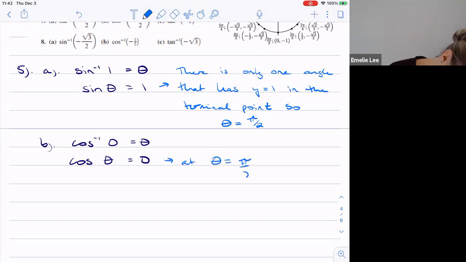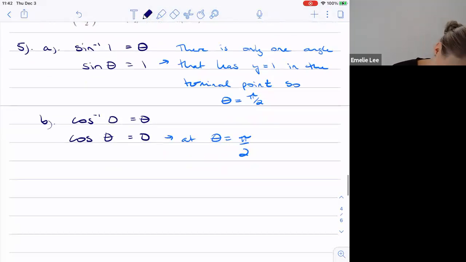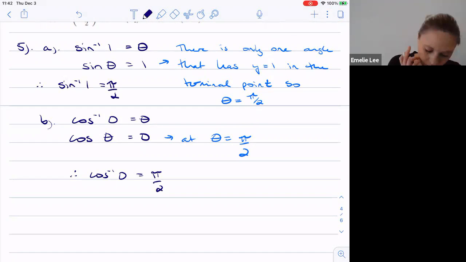At theta equals pi over 2. So that's your answer, right? If we want to solve cos inverse of 0 equals theta, then we found theta equals pi over 2. So what we can say, and I forgot to do it up above, so I'll go back and do that. Therefore, cos inverse of 0 equals pi over 2. And here I'll add that in. Therefore, sine inverse of 1 is pi over 2. Okay.